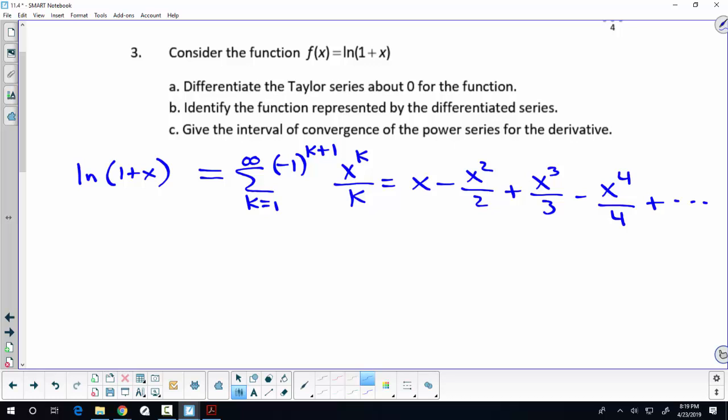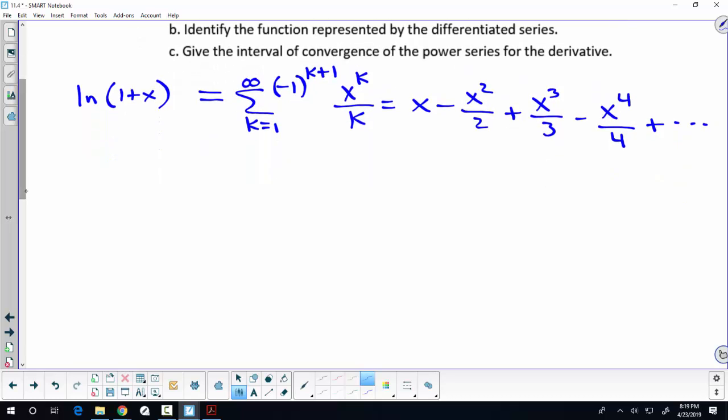So in part B, it says identify the function represented by the differentiated series. Here it's important, I think, to have the summation formula for that series. What's the derivative of x minus x squared over 2? I think it's a little easier to see the derivative over here. When we take the derivative, remember we're differentiating with respect to x, so the only thing that gets differentiated is this x. It's x to the power of k. So the derivative of x to the power of k.